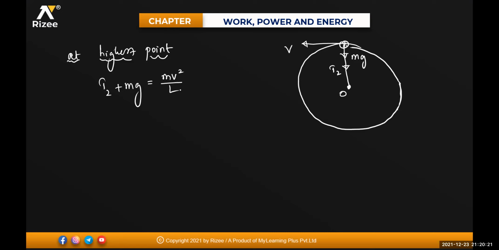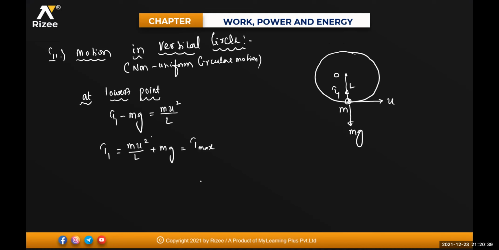Okay, T2 plus mg is equal to m v square by L. So T2 will be equal to how much, beta? m v square divided by L minus m g. That means this will be the minimum. So minimum tension is at the highest position. Clear? Now how to get this relation between u and v, beta?